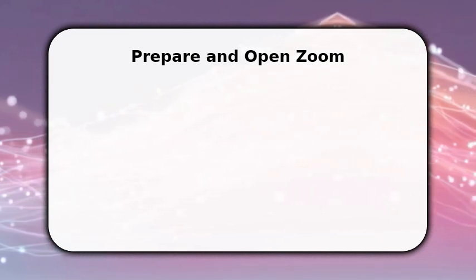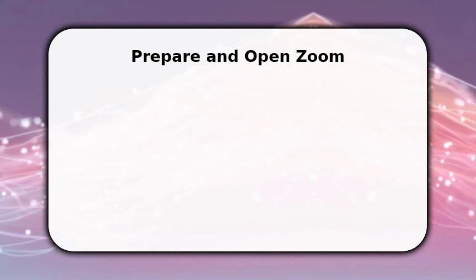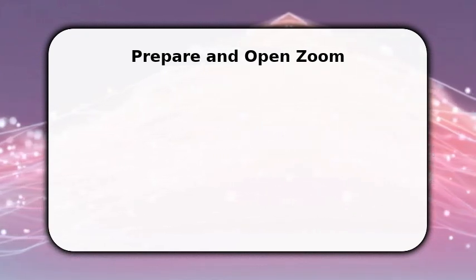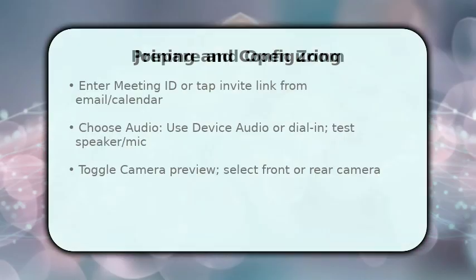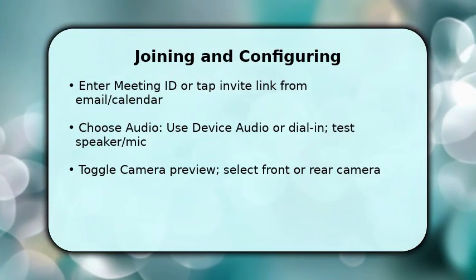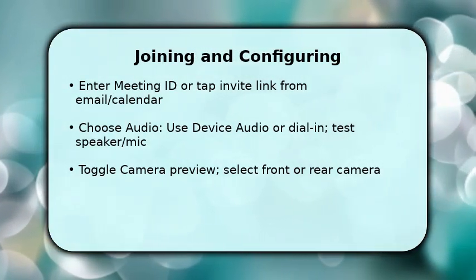Once done, tap the Zoom app icon to open it and land on the home screen where you'll see Join, Schedule, and New Meeting options. Pick Join to enter a meeting fast. You join by pasting the meeting ID or tapping an invite link in email or your calendar.